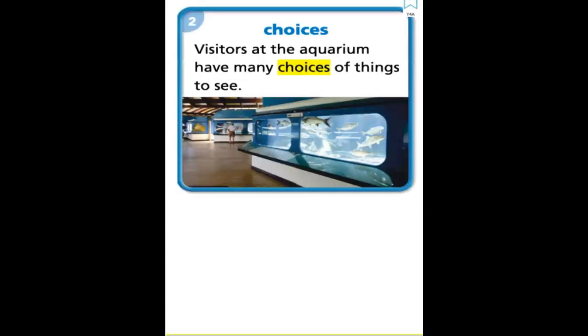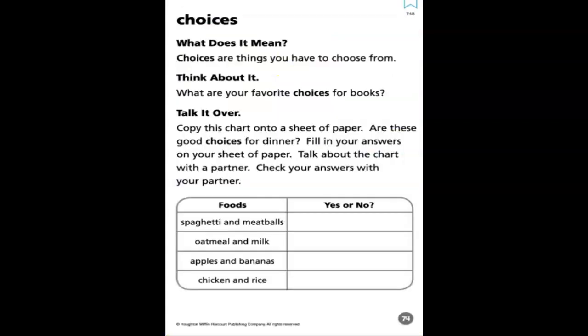No. Number 2, choices. Visitors at the aquarium have many choices of things to see. What does it mean? Choices are things you have to choose from. Think about it. What are your favorite choices for books? Talk it over. So we're going to look down here at this chart, and I'm going to give you examples of foods, and you're going to tell me if this is a good choice, yes or no. Ready?